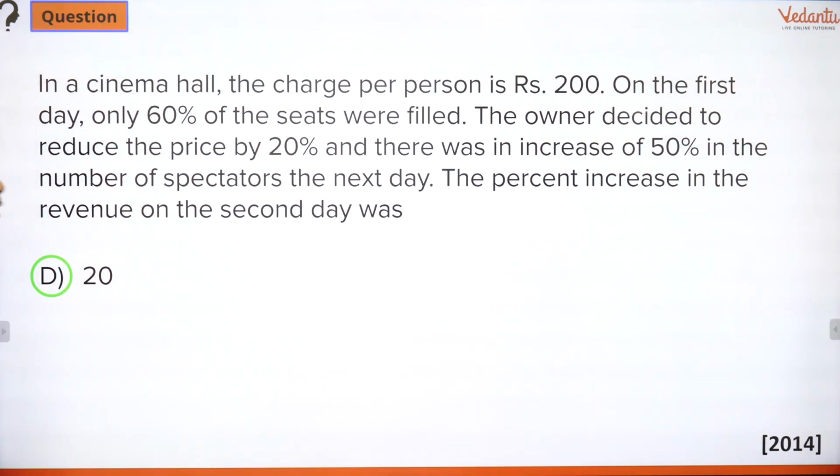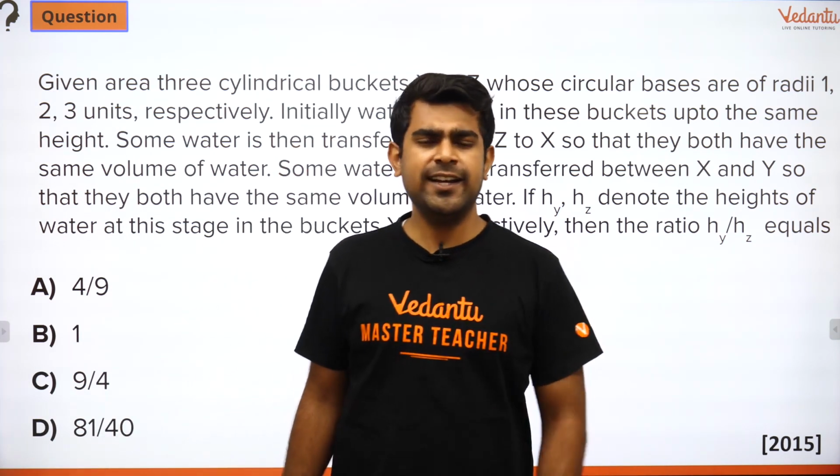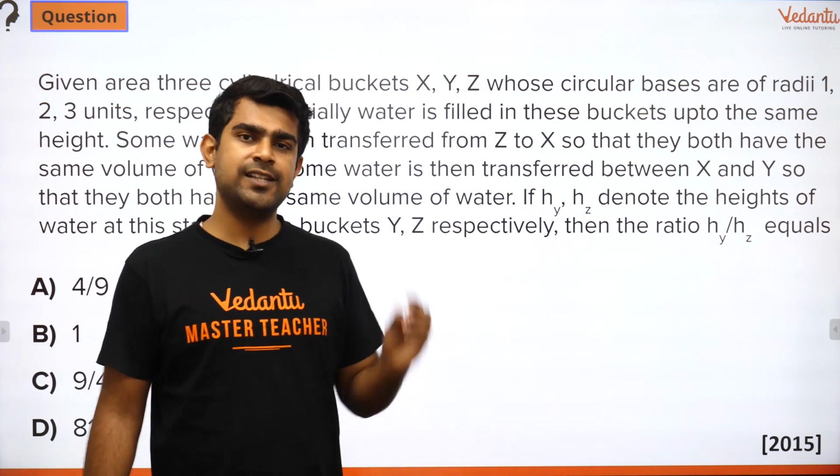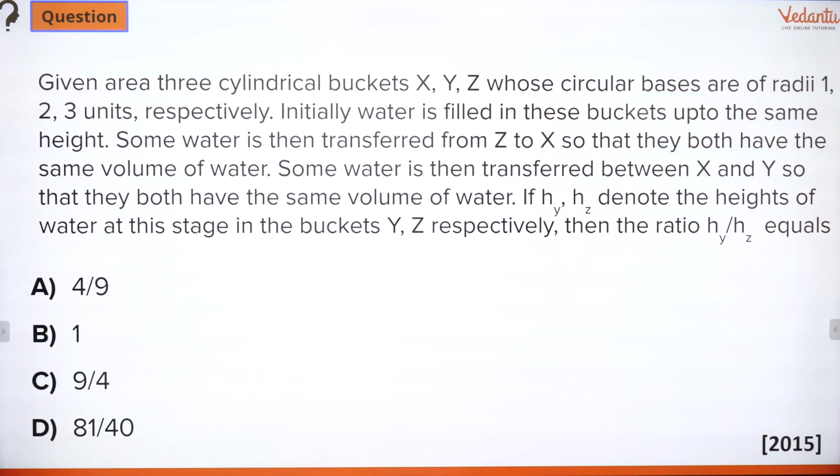Okay. Good. So the next question, the final one for the day, is your homework, and it's a good question, slightly logical. Please try to solve it and post down your answers as comments. Okay. So what do you have? You have cylindrical buckets X, Y, Z. Only the circular bases are different. Okay. So your circular base is going to be of radius 1 for X, radius 2 for Y, and radius 3 for Z.